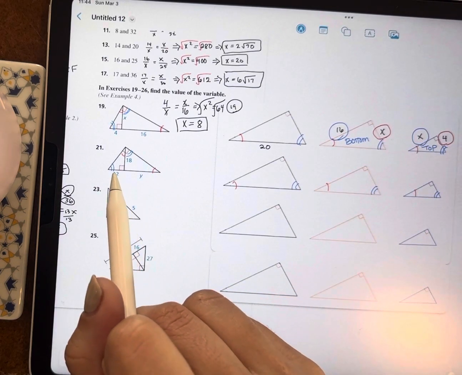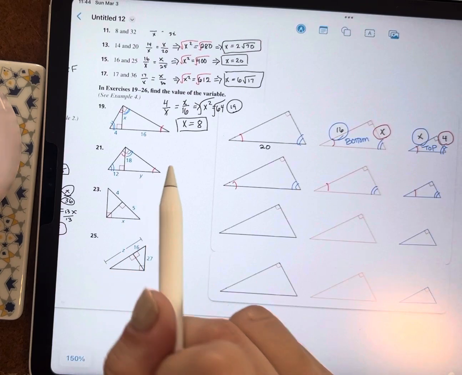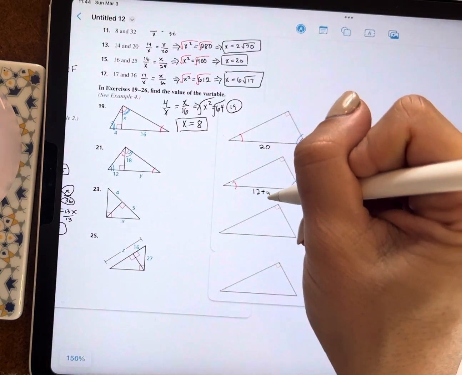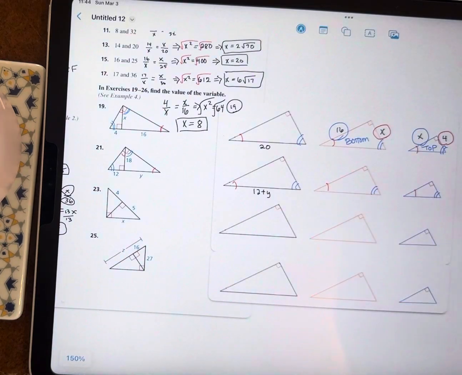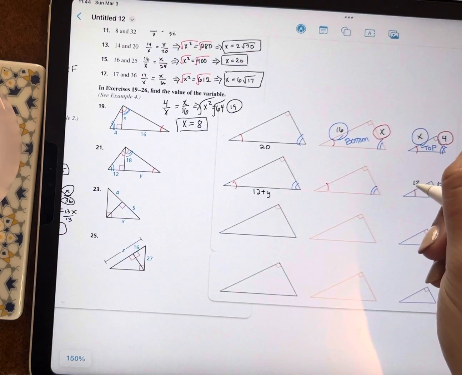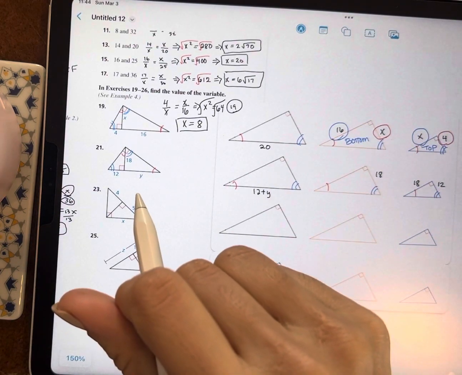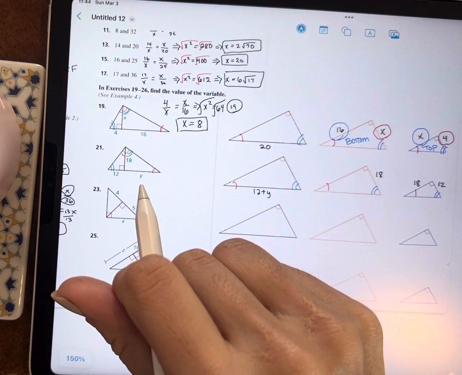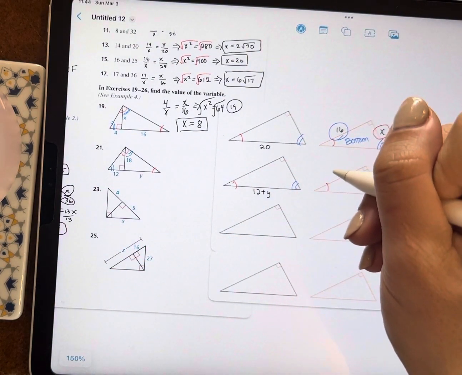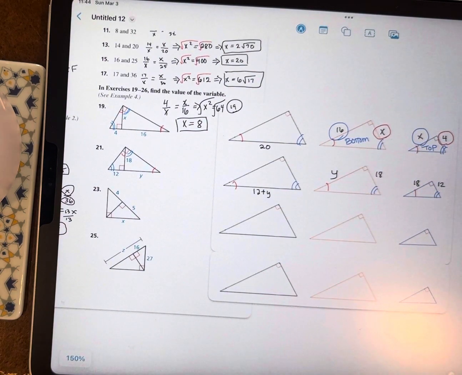Okay, the hypotenuse on my big triangle is 12 plus y. The short leg of the little triangle is 12. The long leg of the little triangle is 18. That is also the short leg of the medium triangle. And then y is the long leg of the medium triangle. And here we go. I can go 12, relate that to 18. I can do 18 to y.